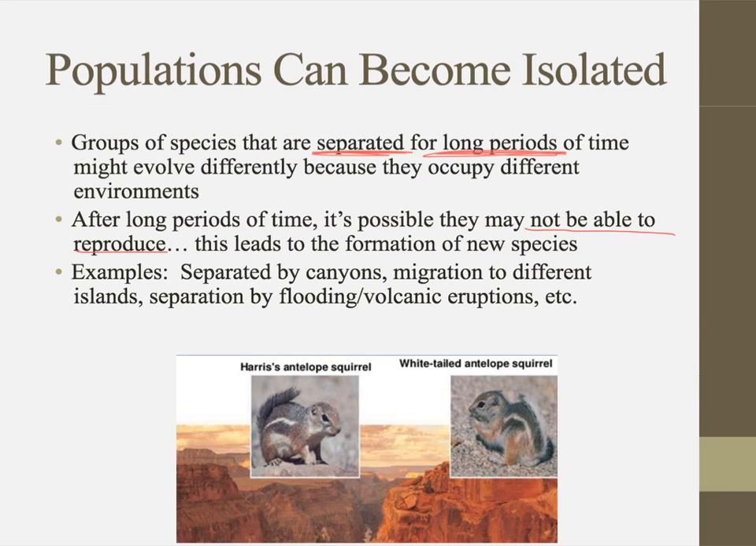So if they can't reproduce any longer, now we're back to our definition of what it means to be a species, and these two are no longer the same species. So oftentimes populations that become separated, whether it's a geographic separation or a separation in mating seasons or behaviors, doesn't matter. The separation, if it occurs long enough, they're likely to evolve into separate species and lose that ability to reproduce and create fertile offspring. And that is how we get separate species.